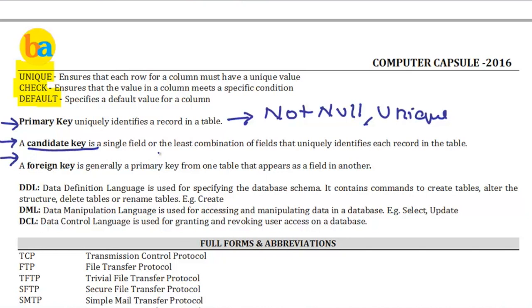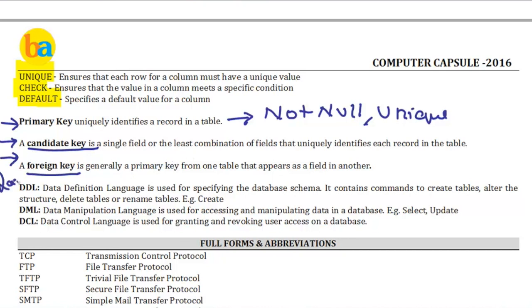Then we have a candidate key. A candidate key is a prospective candidate for a primary key. It is not the primary key of a table, but it has the value and it can be the primary key. Then we have a foreign key. A foreign key is a primary key of another table.